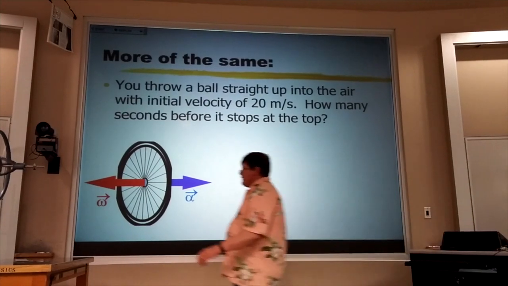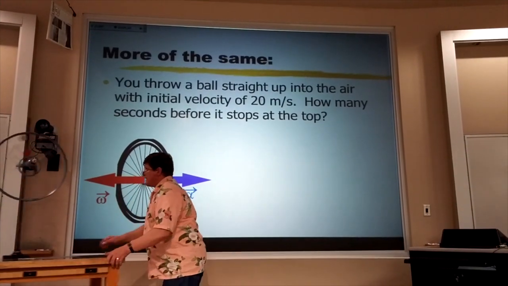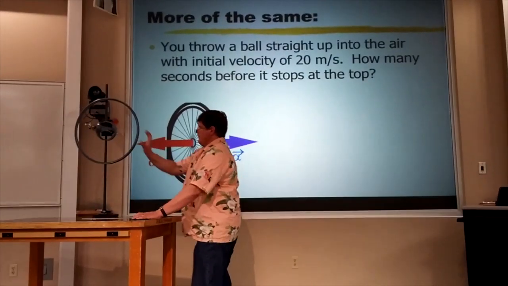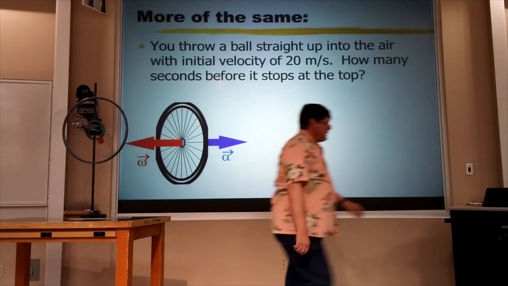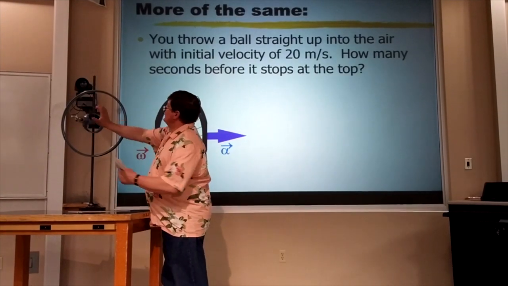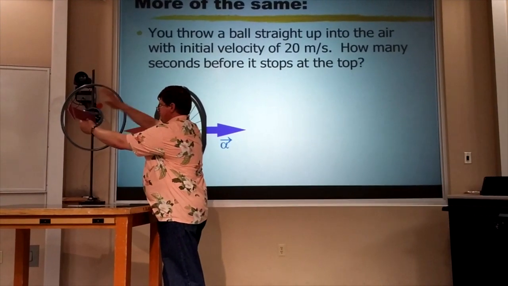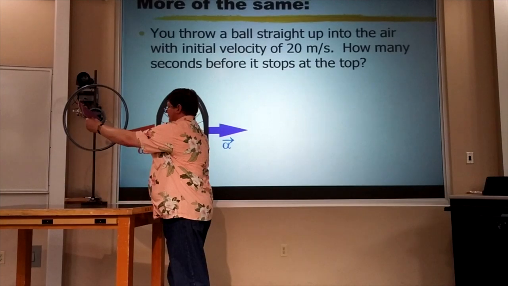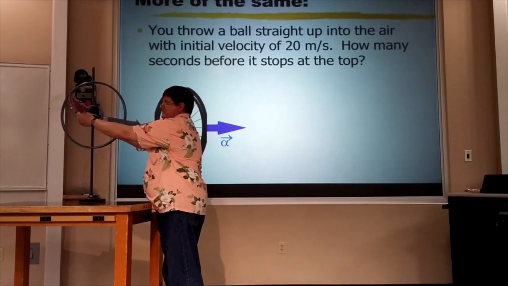Okay? Now, let's look at a different example. Suppose I have a wheel that is rotating like that, such that the omega vector, the red omega vector, is pointing by right-hand rule towards you. And it's slowing down so that the alpha is away from you.